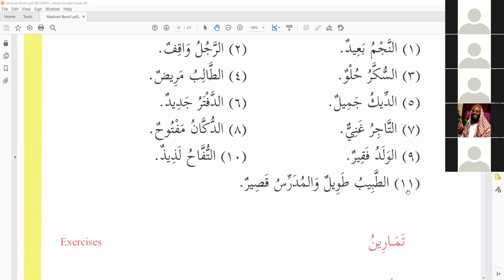Someone from the Sayyid family, could you please do number 11? Actually, you can split this one up. Why don't you split it down the middle? One of you do the first half and the other one do the second half. At-tabibu tawilun. Excellent. That means the doctor is tall. Okay, so very suitable sentence. At-tabib, the doctor. Tawilun means tall.